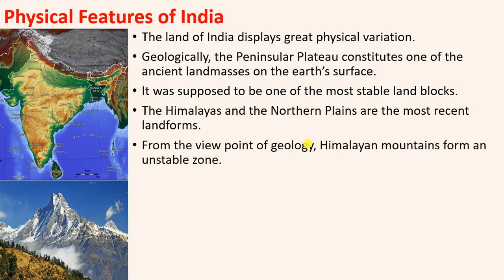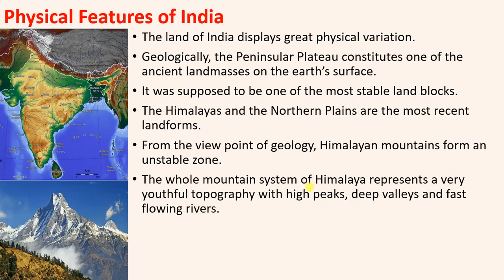From the viewpoint of geology, the Himalayan mountain forms an unstable zone, meaning it is not stable. The height of this mountain is always changing. The different rivers flowing over this mountain region create different features, creating gorges, canyons, valleys, etc. The whole mountain system of the Himalaya presents a very youthful topography with high peaks, deep valleys, and fast flowing rivers.